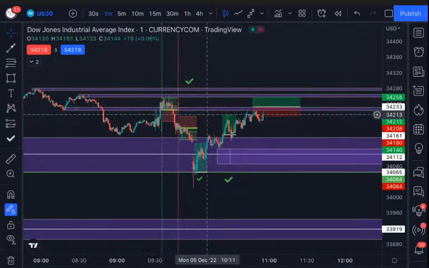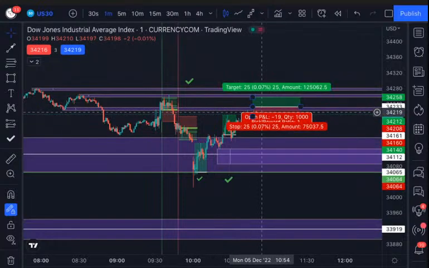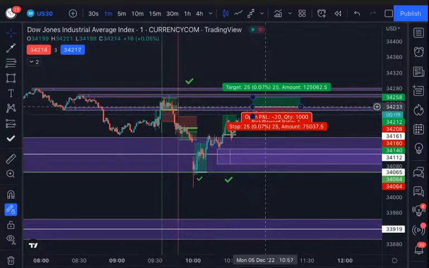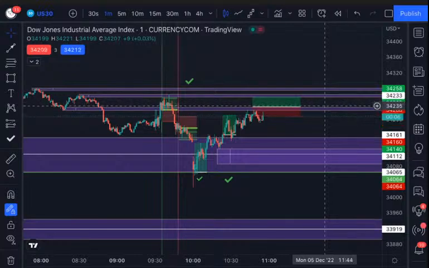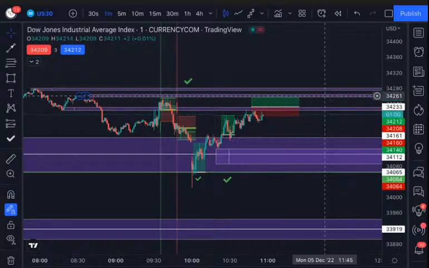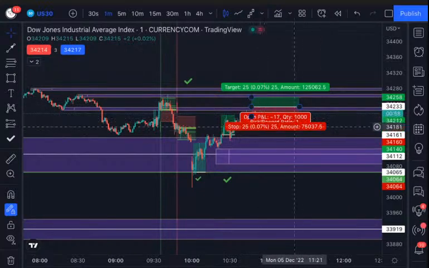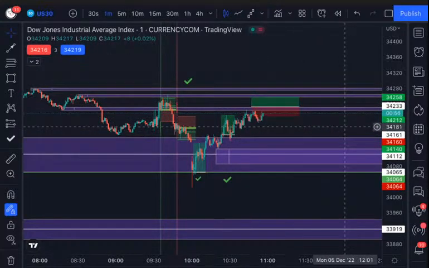So what are we doing? We got some rejection, and now I'm looking for this break above. And once we get that break above this zone, I'm going to actually enter the market and scalp it for like 25 points to the upside. That's if these levels don't hold and present a short opportunity. All right, so that is that for now.